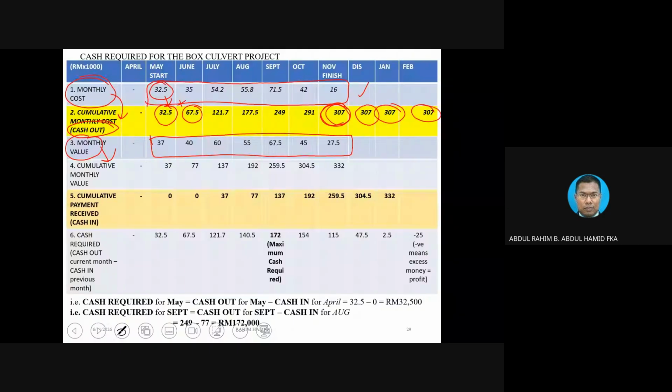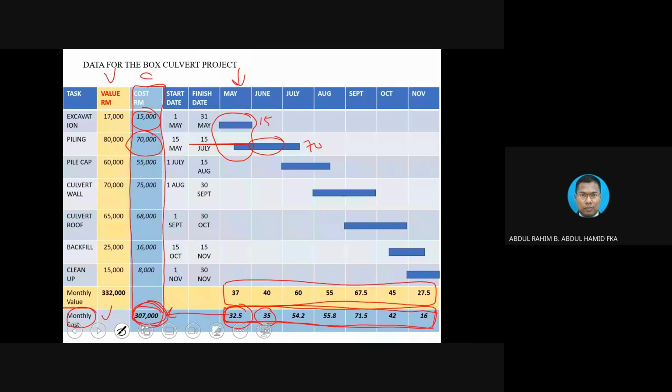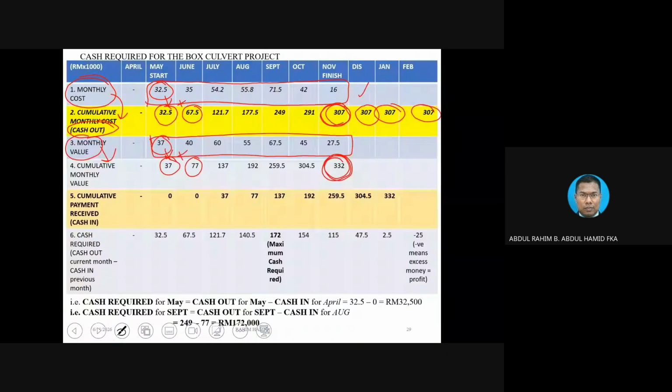Okay, how do you convert into cumulative? 37, put it here. 37 on June, 37 plus 40, 77. 77 plus 60. Okay, at the end of the day, you get here. This amount, 332, is exactly the same amount that we have been calculating before. But you can put extra. Okay, this is 332, 332, 332. By right, I should copy until the rest. Okay, and then number 5.